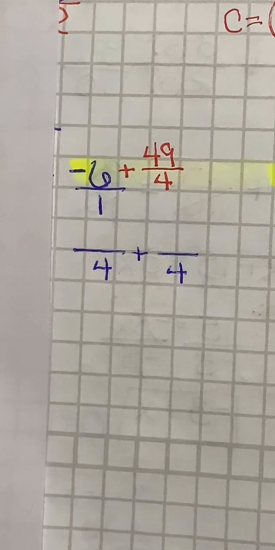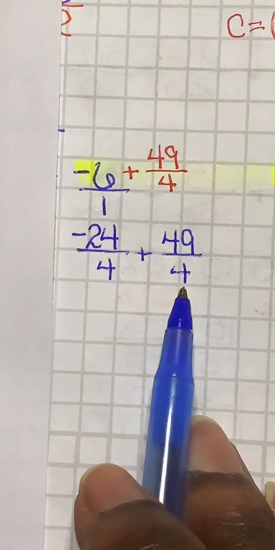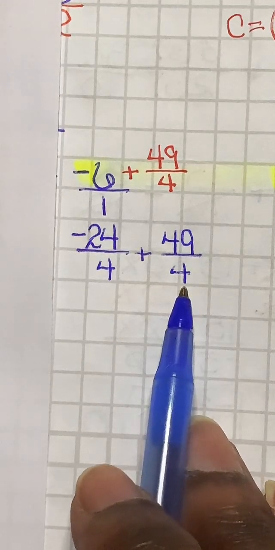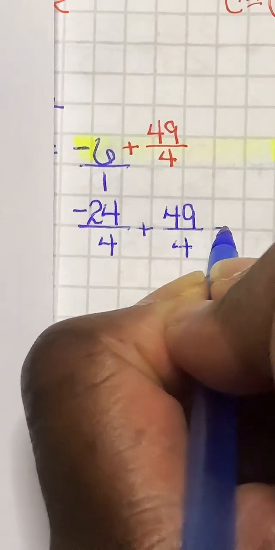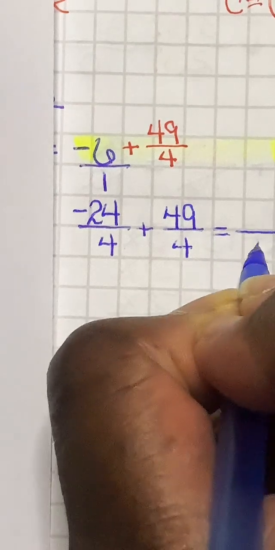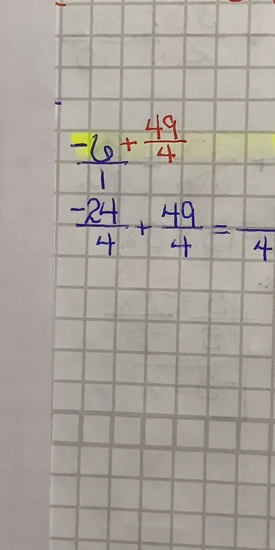Good, Ashley. Good, Jeanette. Daniel, good. Don't forget about the sign. Good. So this gives me a -24. Over here, we're going to keep that 49, because it already has that common denominator of 4. So, what do we get when we combine those two? What over 4? Good.